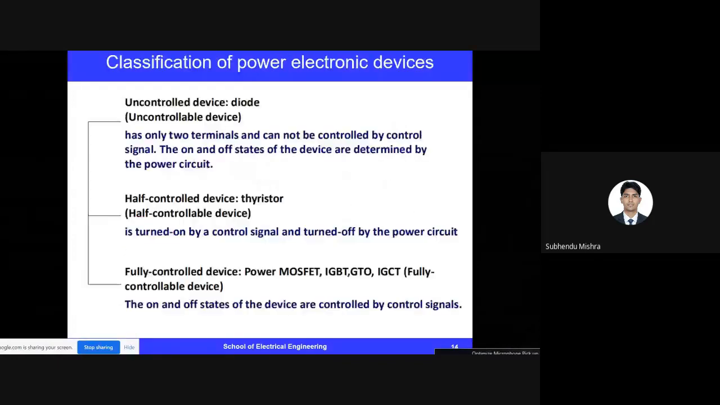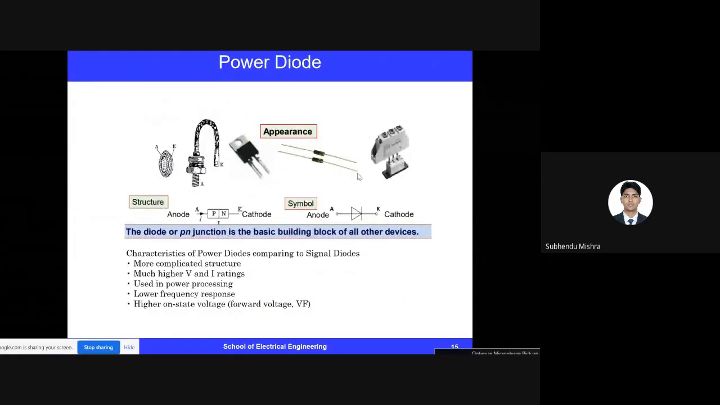So in this way, first we will study the power diode. The power diode is an uncontrolled device. As you can see over here, there is a difference between a signal diode and a power diode. The normal signal diode that you are seeing over here is only for small voltage and current ratings, but the power diode is for much greater ratings of the voltage and the current. And we will see what is the difference.